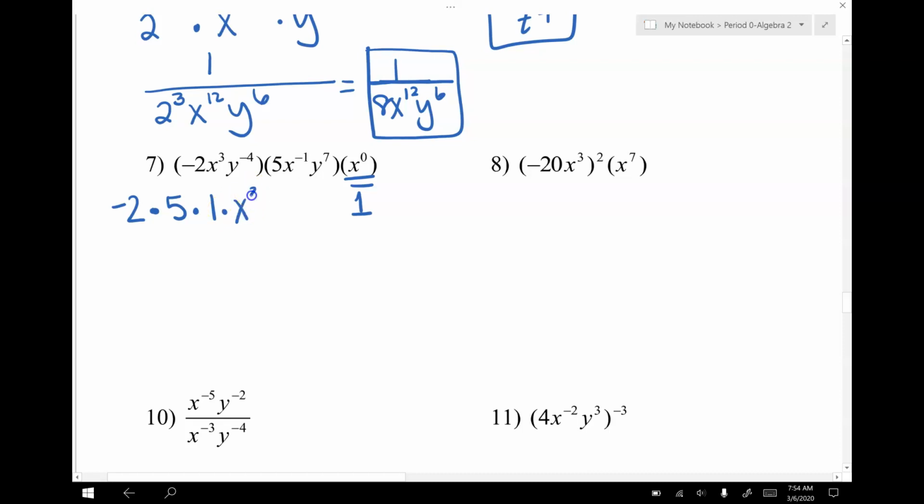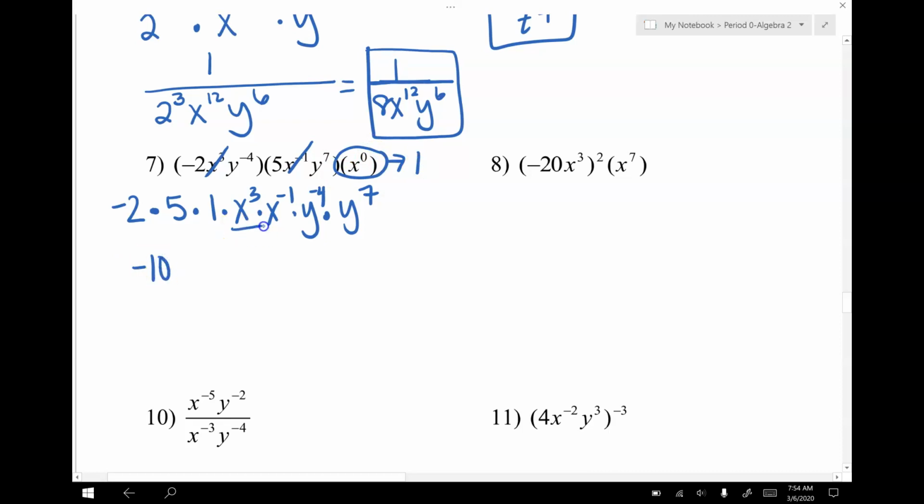Now, next is your x variable. I have x to the 3rd. Any other x's I need to write next to it? X to the what? -1. And then our next variable would be the what? Y to the -4 times y to the 7. Okay, here we go. -2 times 5 times 1 would be what?